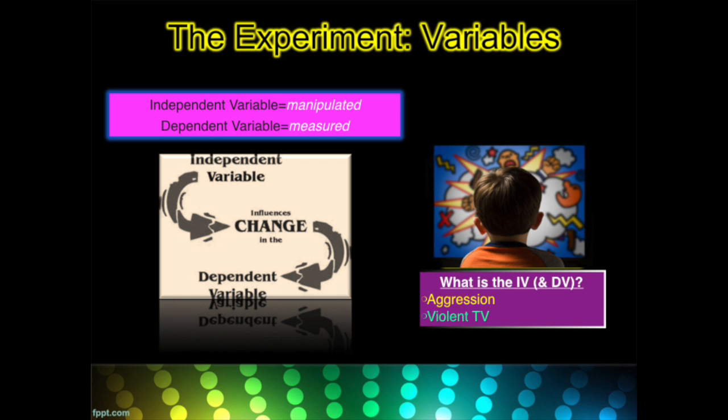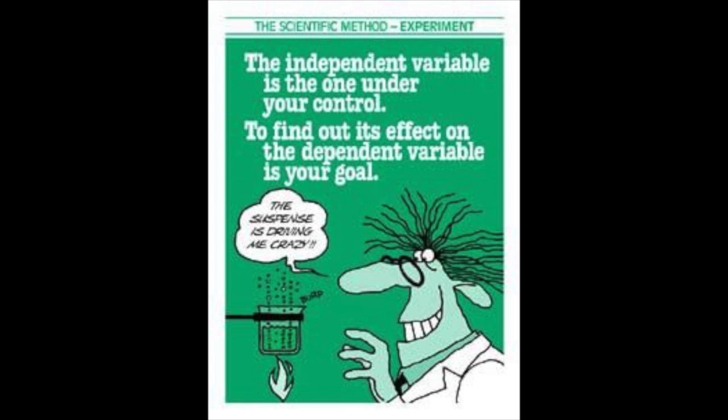So let's look now at the variables in the experiment. We have two variables. We have independent variables and dependent variables. The independent variable is the variable we are manipulating. And then there is the dependent variable, and the dependent variable is the variable that we are measuring. So it's called a dependent variable because it depends on what happens with the independent variable. You could think of the independent variable as the cause in the cause and effect relationship, and the dependent variable as the effect in the cause and effect relationship.